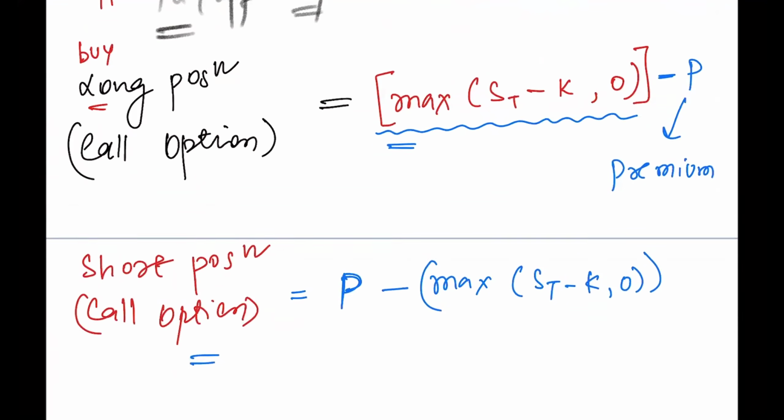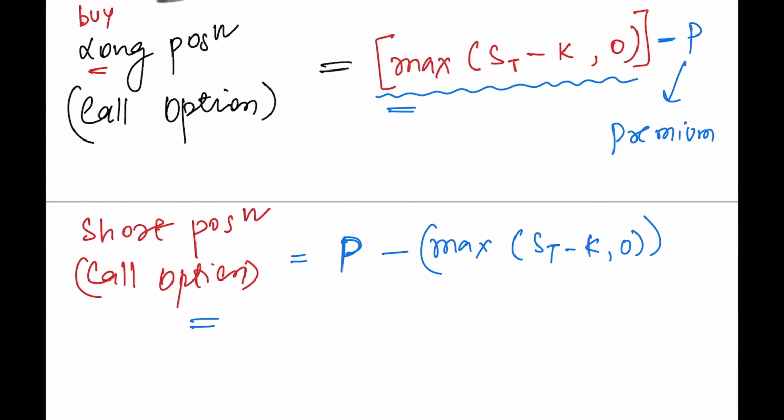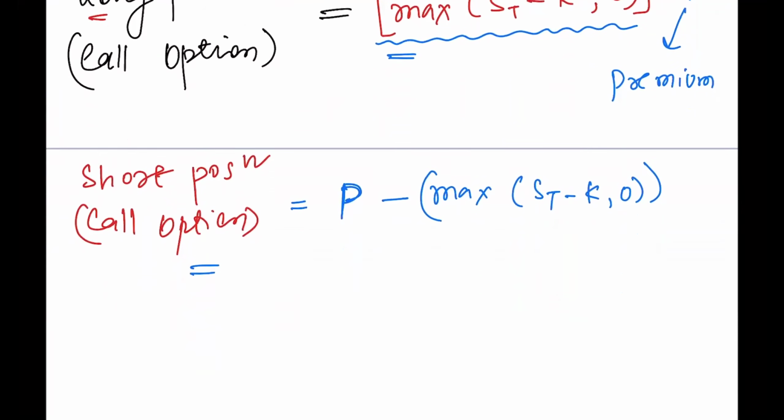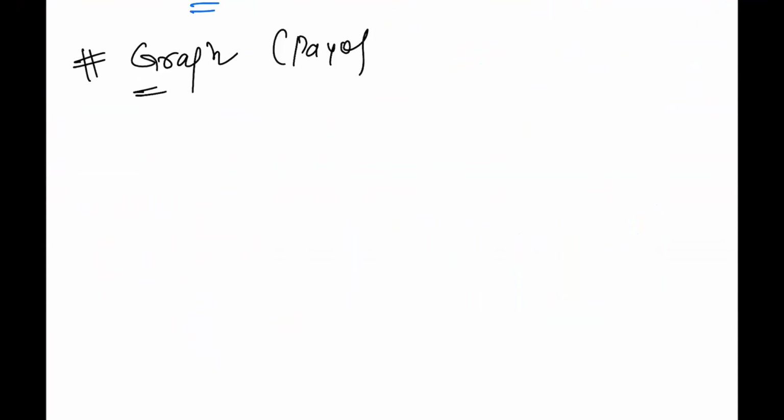So as we know, if you see call option and put option, let's understand the payoff. Let's draw the payoff diagram. It's also called a payoff diagram.